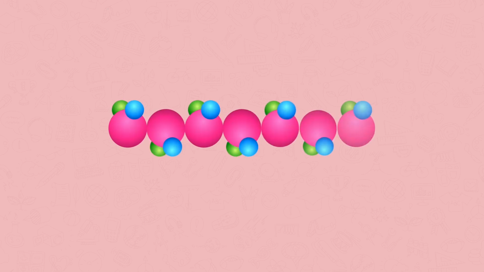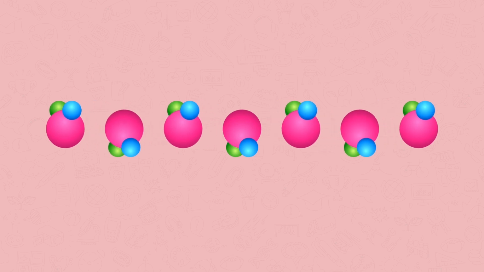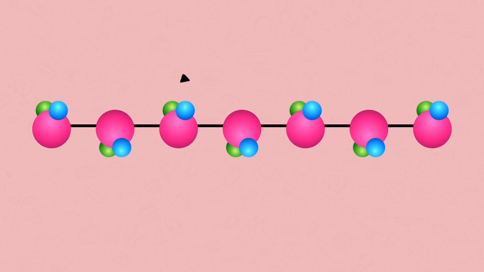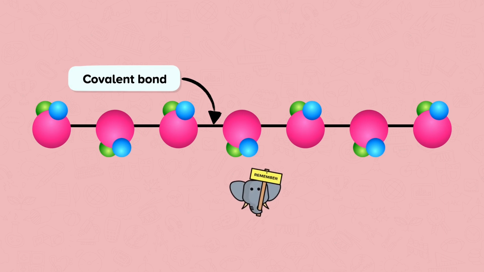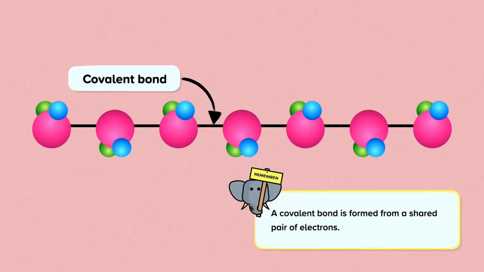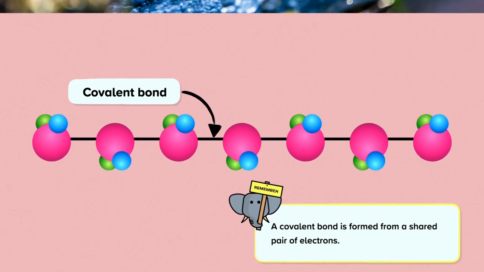A polymer is a long molecule that is made of identical groups of atoms that repeat over and over again. Each of these repeating units is called a monomer. Mono means one, poly means many, and mer means part. So monomer means one part, and polymer means many parts. Between each monomer is at least one covalent bond. Remember, a covalent bond is formed from a shared pair of electrons.